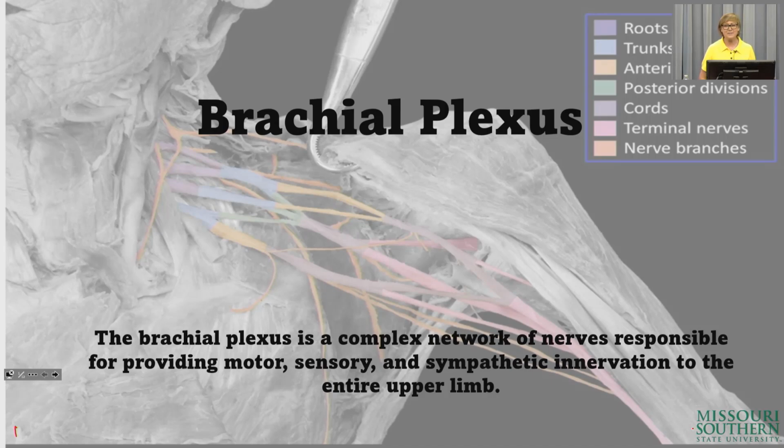Hello, my name is Dr. Berry, and today we're going to talk about the anatomy of the brachial plexus, one of the most complex networks of nerves responsible for providing motor, sensory, and sympathetic innervation to the entire upper limb.